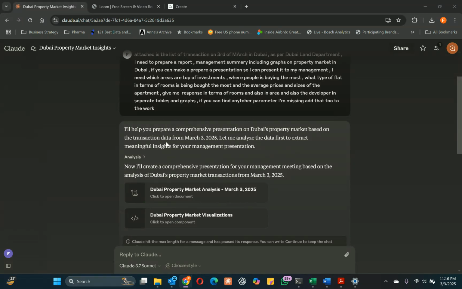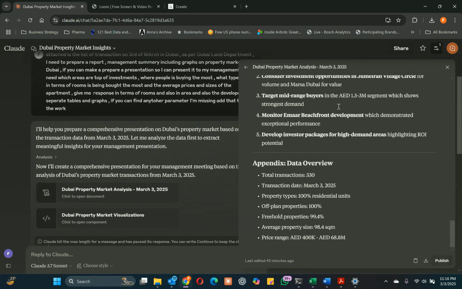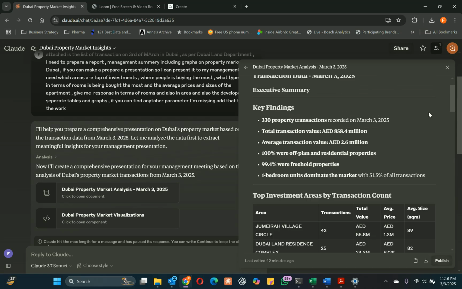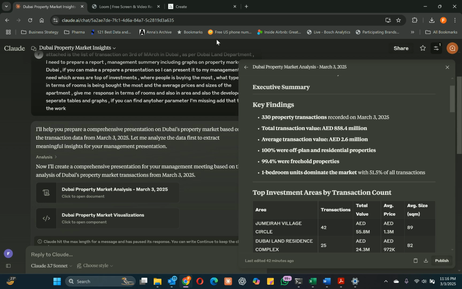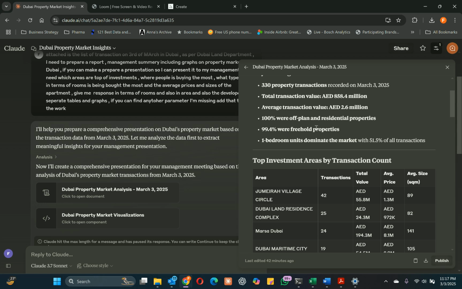It starts working on it. Hardly took like 3 or 4 minutes. Now you can see the details I got from it. Key finding: 330 properties. You already saw in the earlier transactions that there were 330 properties. Total transaction value for the day is 858 million dirhams. Average transaction value is about 2.6 million dirhams. 100% off plan because I selected off-plan residential properties. 99.4% were freehold properties. One-bedroom units dominate the market, 51.5% of transactions.